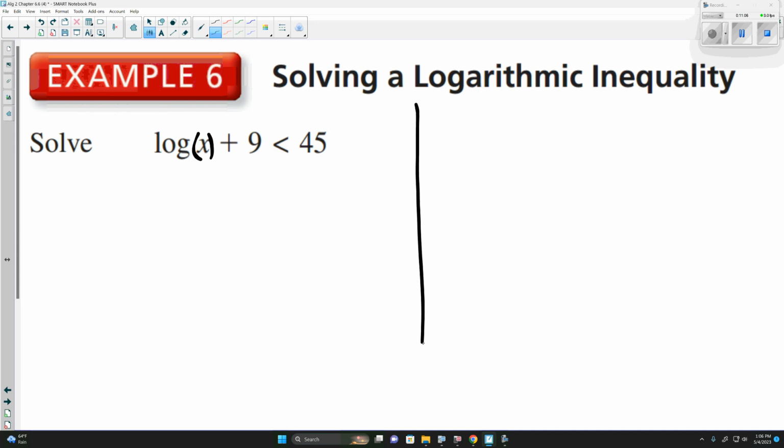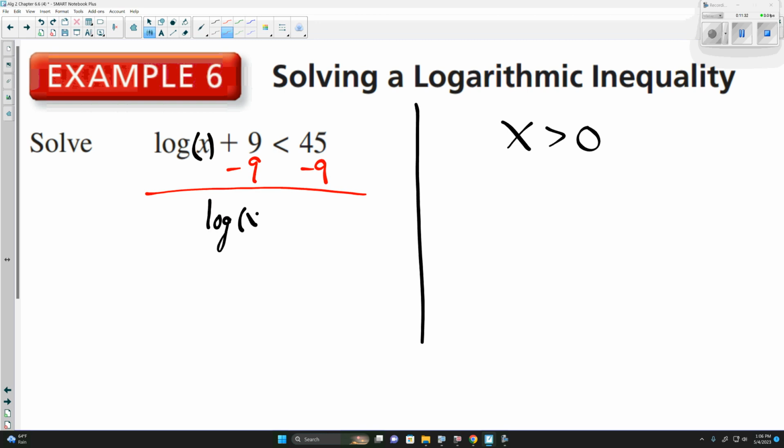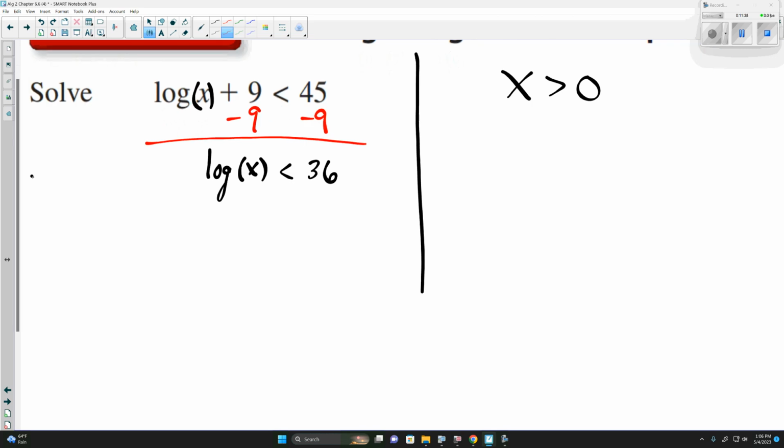Now again, we can start off by finding our restrictions. So we set what's inside the log greater than 0. Well, that's just telling us that x is greater than 0. Okay, now we can start solving. Well, before we can put both sides to a base, we need the log by itself. So you can subtract 9 from both sides. So the log of x is less than 36. Now we put both sides to the base of 10. 10 to the log of x is just x.